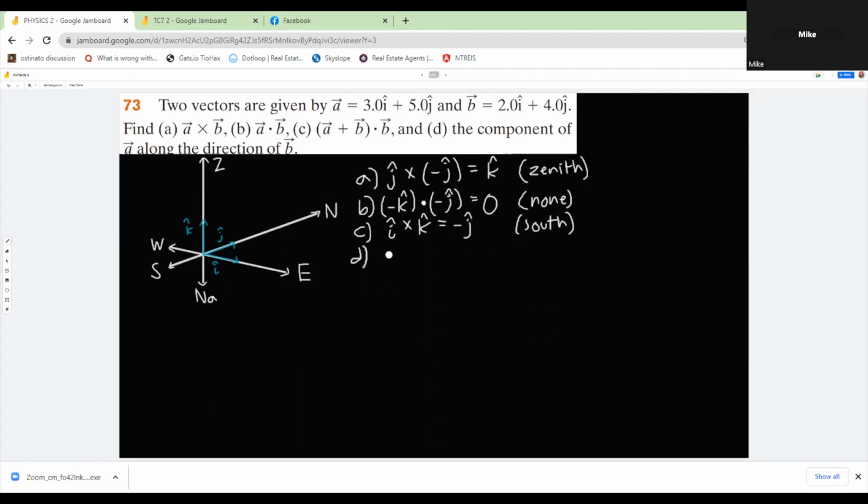Teka, nalilito ako sa letter A. 2 vectors are given by this. So, ano yung cross product ng 3i plus 5j? Paano mo kinumpute yan?